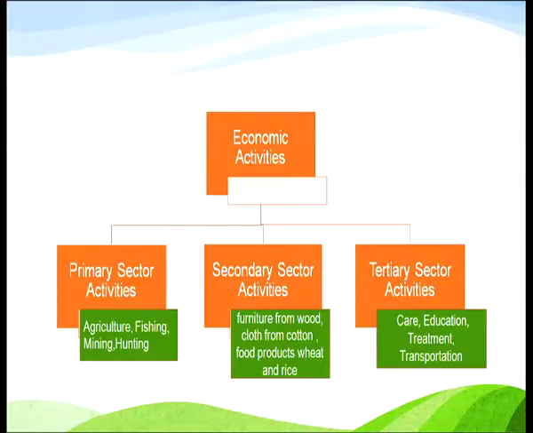There are certain activities which are part of the secondary sector. When we add value to the products which are prepared in the primary sector, it becomes part of the secondary sector. For example, furniture from wood, cloth from cotton, food products from wheat and rice. Now, there is a tertiary sector, and activities like care, education, treatment, transportation, all are related with the tertiary sector. So, the educational institution as well as the economic institutions deal with the regulation of these economic activities.